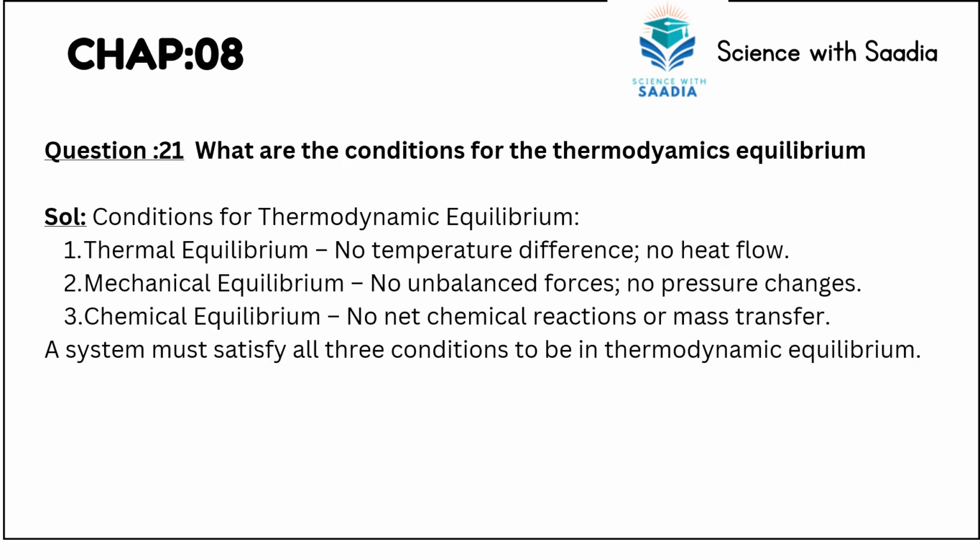Next question, question number 21: what are the conditions for thermodynamic equilibrium? The conditions are thermal equilibrium, which means no temperature difference and no heat flow. Second is mechanical equilibrium, which means no unbalanced forces and no pressure changes. Third is chemical equilibrium, with no net chemical reactions or mass transfer. A system must satisfy all three of these conditions in order to be in thermodynamic equilibrium.